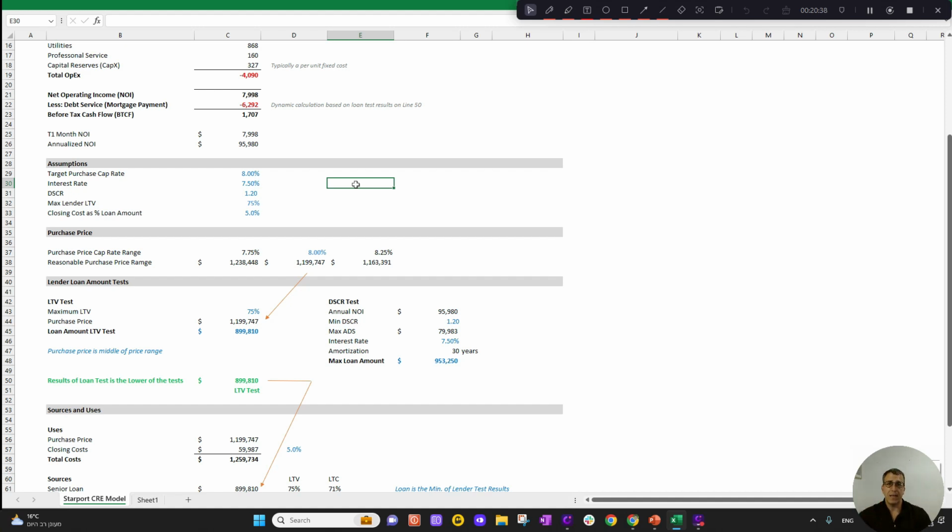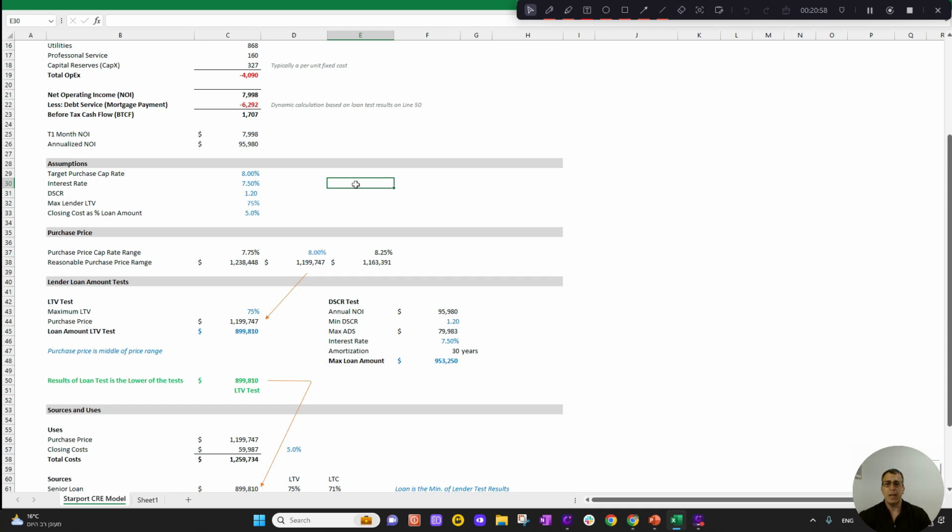So we're going to look at two different tests, and we're going to take the lower of the two. The first test is very simple. It's the LTV test. You take the purchase price of the property, multiply by the estimated LTV, and you come up with a loan amount. The second test is the DSCR test. We're going to back into a maximum loan amount based on the DSCR.